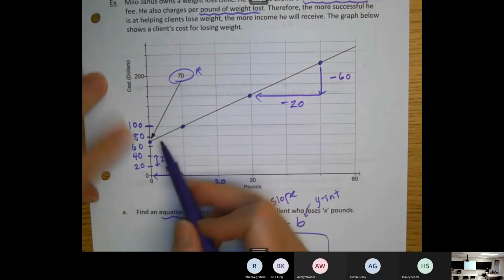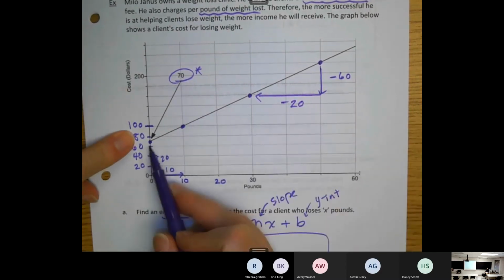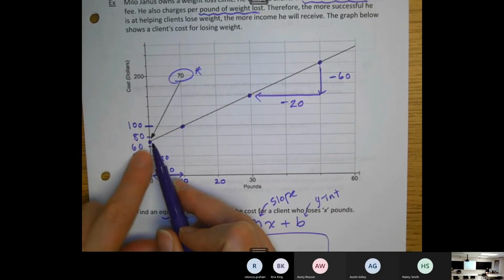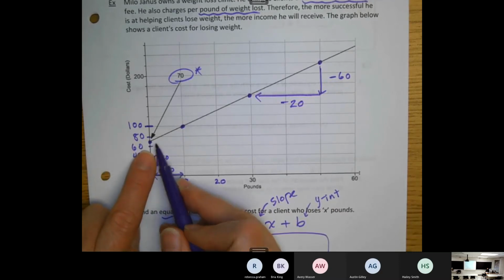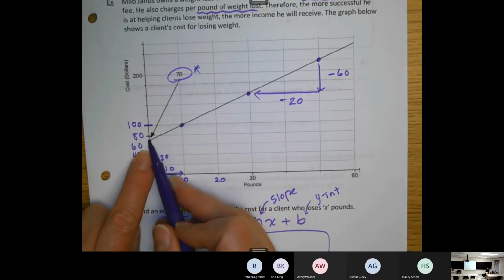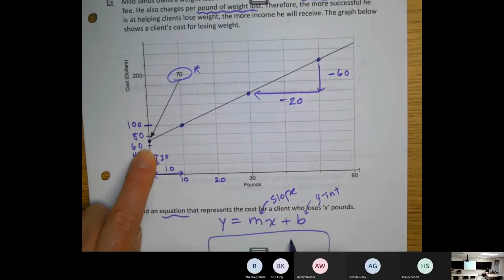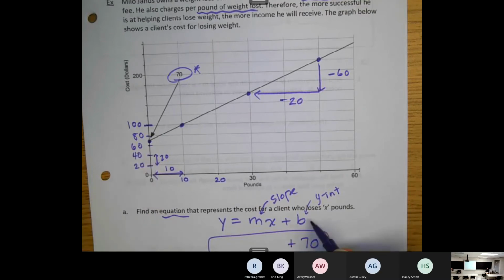For the y-intercept, we want to look and see where that line hits the y-axis. It's maybe a little hard to know for sure, but they do let us know that that point there is at 70. So our equation is going to end with plus 70. In other words, 70 goes in place of the b. The rest of the equation is going to look like y equals something x plus 70. And that something will be the slope.